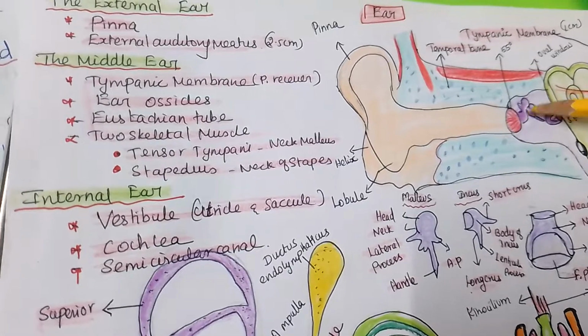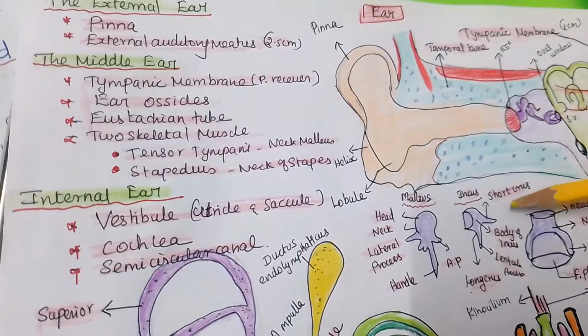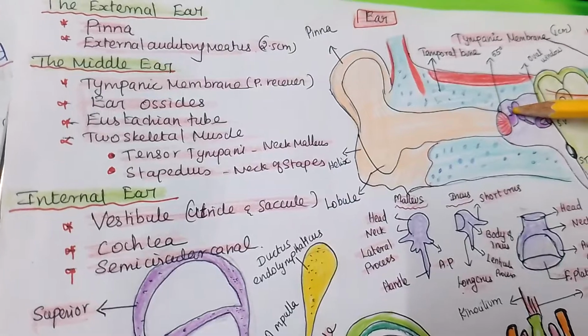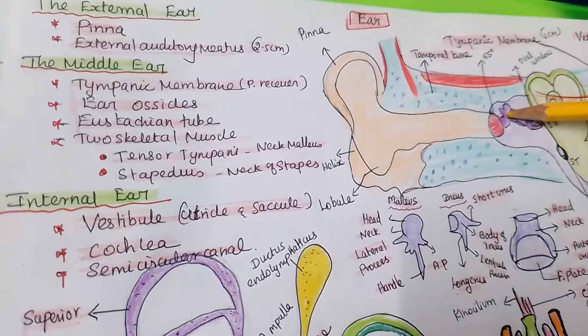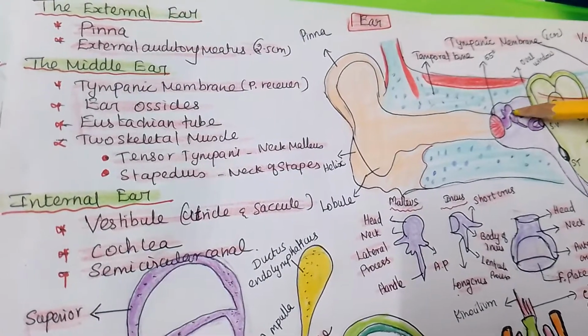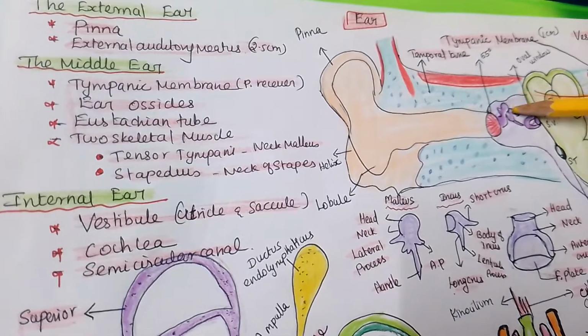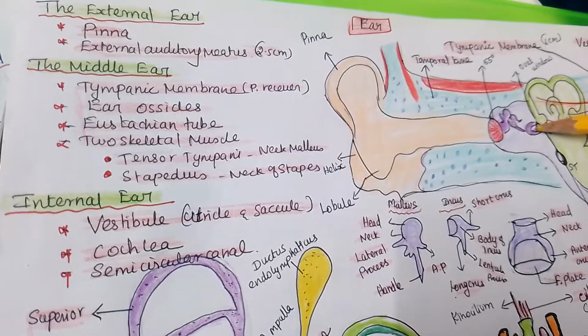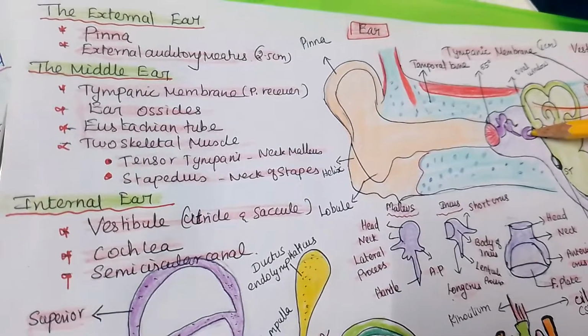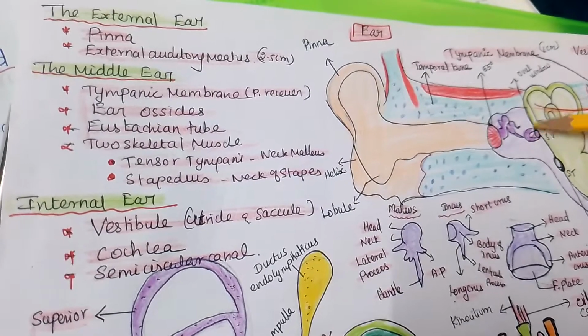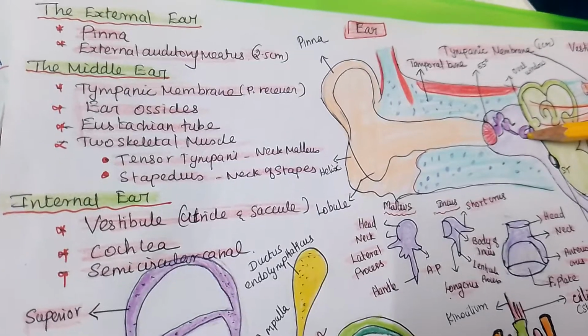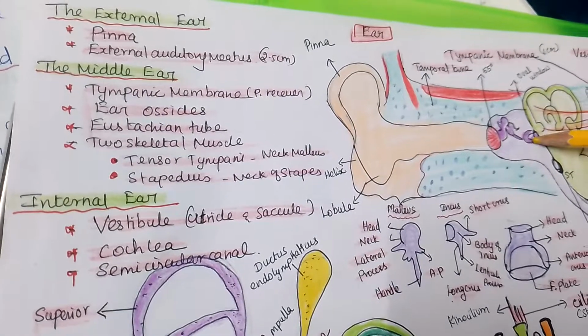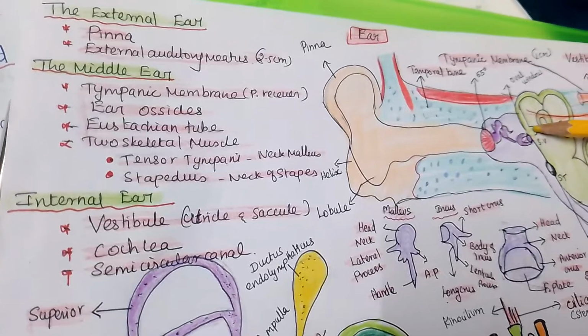The neck of the malleus bone is attached to a skeletal muscle called the tensor tympani. The stapes is the smallest bone in our body. The stapedius muscle keeps it in position. This foot plate is attached to the oval window.